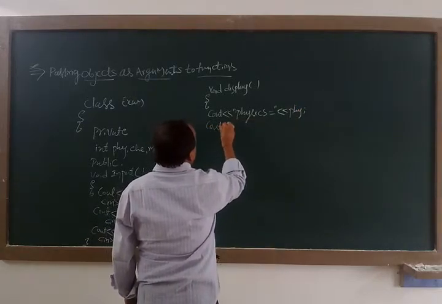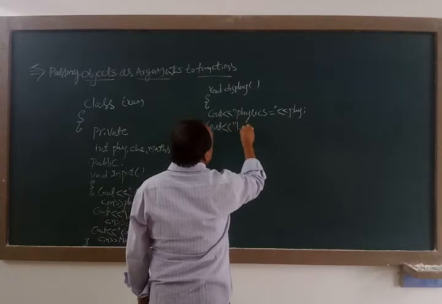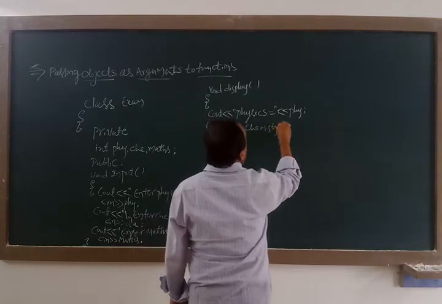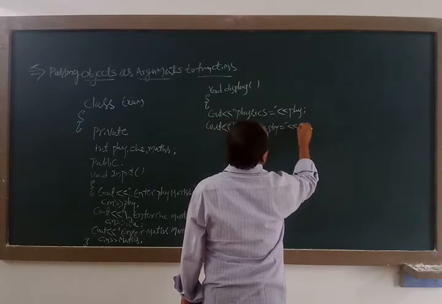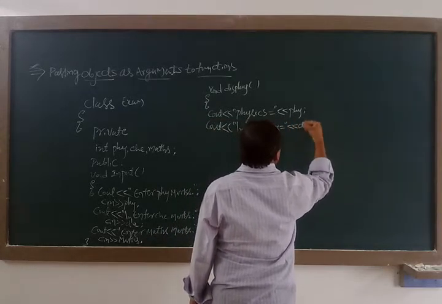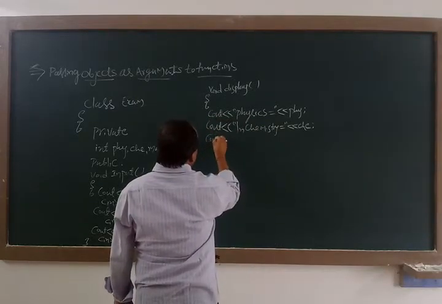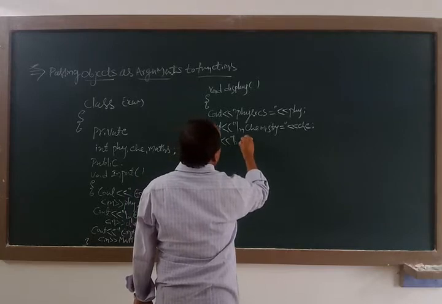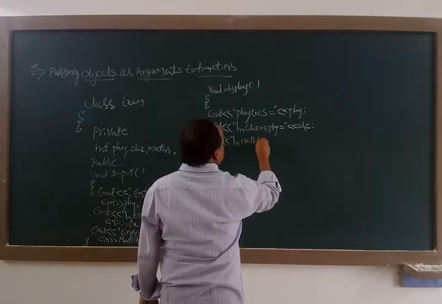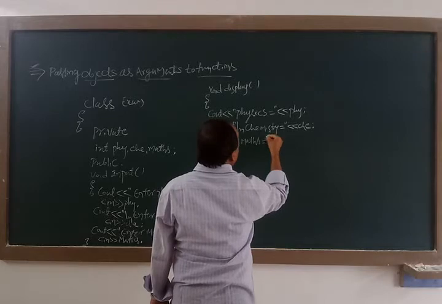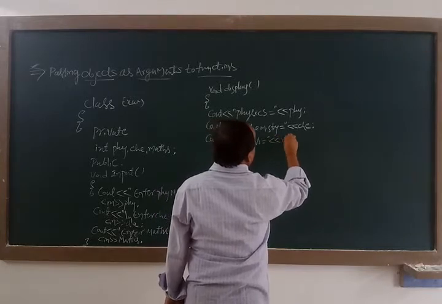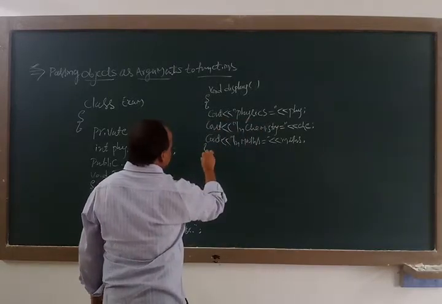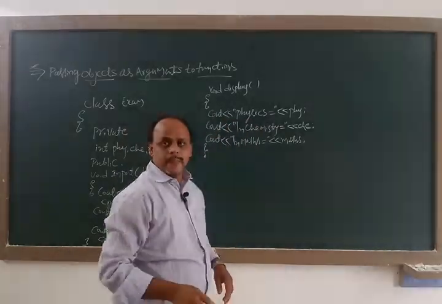cout, \n, chemistry is equal to, it is stored in CHE, chemistry, cout, maths is equal to, it is stored in maths. Now close the display function.